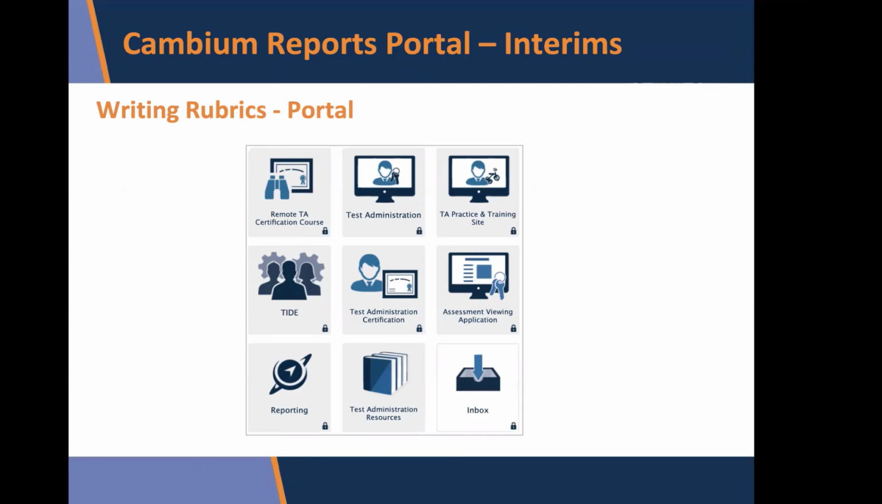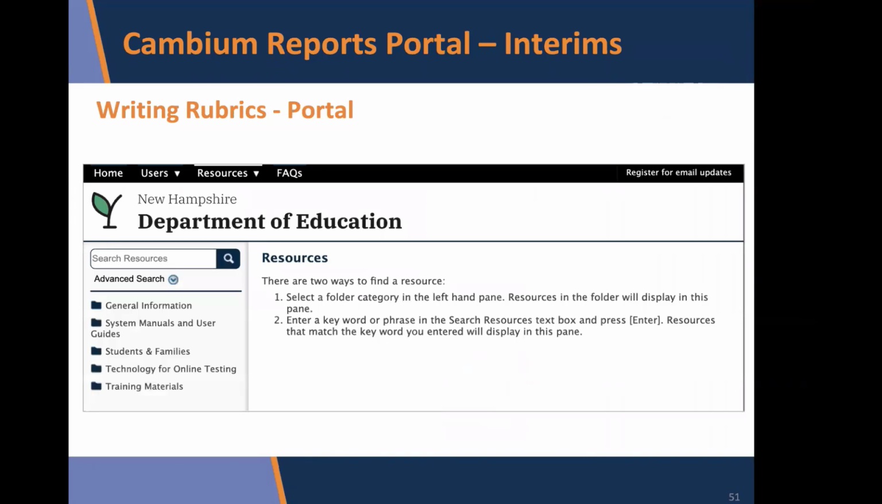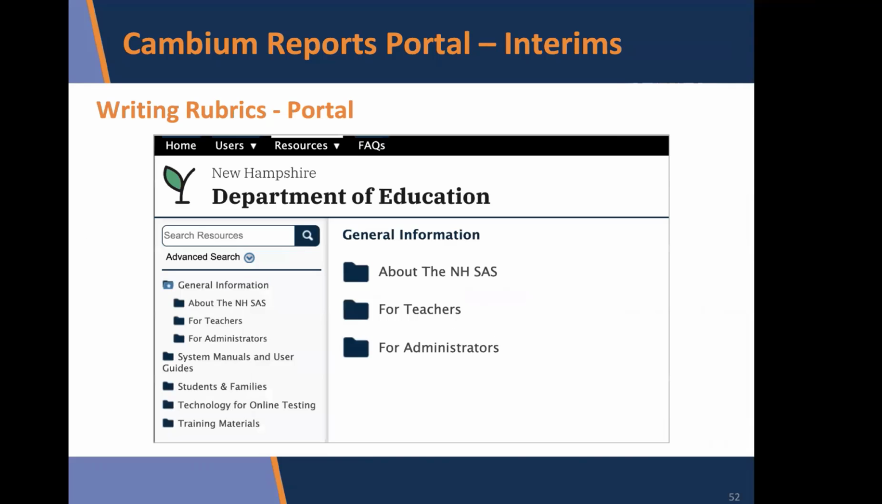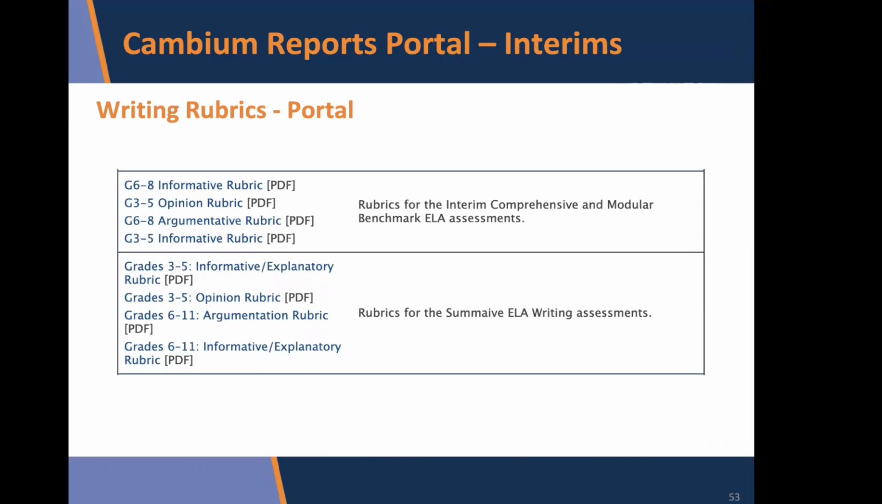So on that 9-box page, if you click Test Administration Resources, it will bring you to this page here. Under General Information, if you click that, you will get this page. And if you click For Teachers, you will be able to see there's a lot of information. It has a lot of the standards and all of that, but this is one portion of it. And here's all of the writing rubrics that are used to score writing within the system.